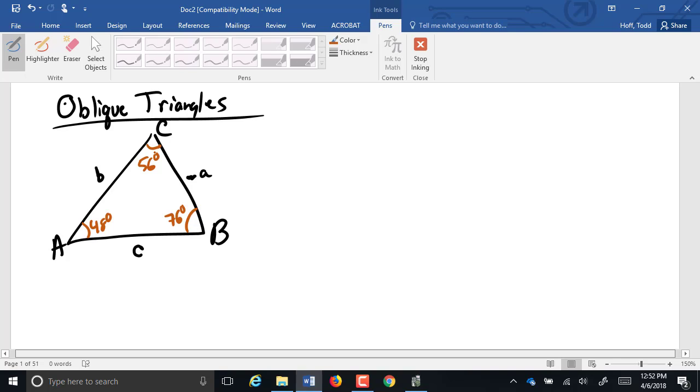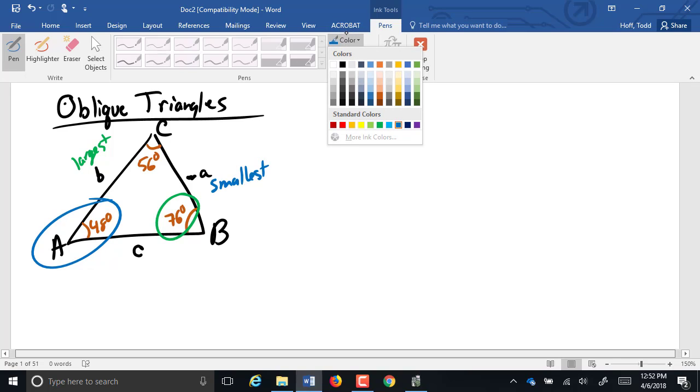Which side here has to be the largest? Little b has to be the largest side because it is across from the largest angle. Which side has to be the smallest? Little a is across from the smallest angle.